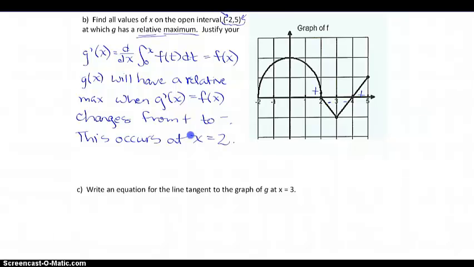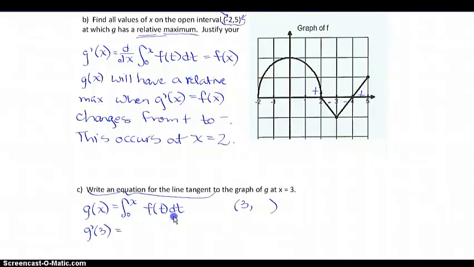All right, so C, write an equation for the line tangent to the graph of g at x equals 3. Remember me saying, and I think I have proven this so far, that in any context they can put you in, they're going to ask for the equation of that tangent line. And this is in the context of a function defined as an integral. So if g of x is the integral from 0 to x of f of t dt, then I need the point 3, something. I need to find out what the y coordinate is when x is 3.